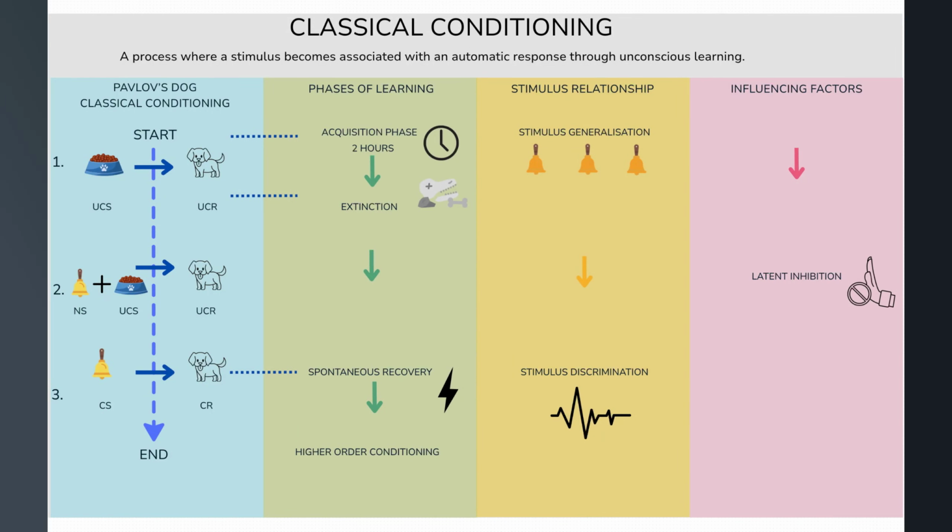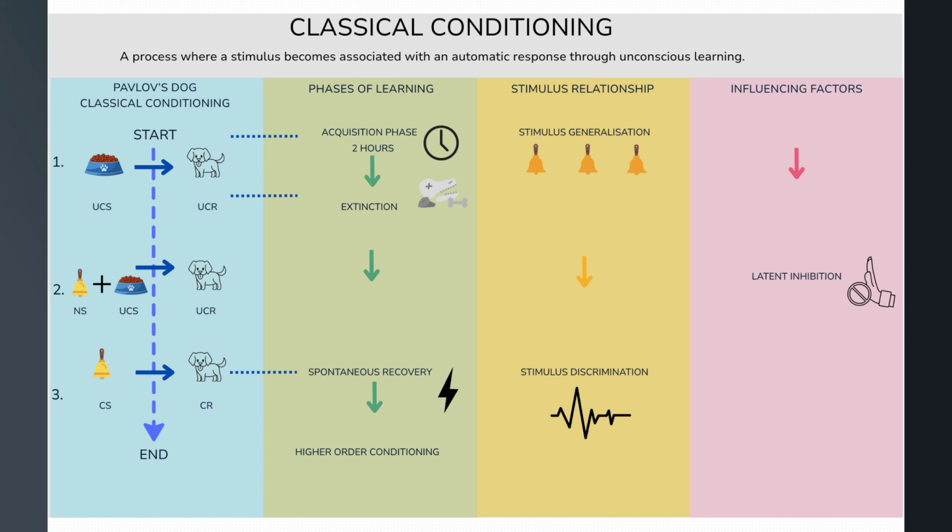This one explores classical conditioning, a type of learning through association. It occurs when two stimuli are repeatedly paired so that a response originally caused by one becomes triggered by the other. We'll look at this through the classic example of Pavlov's dog. The mind map is split into 4 color-coded sections, each showing a different part of the learning process.